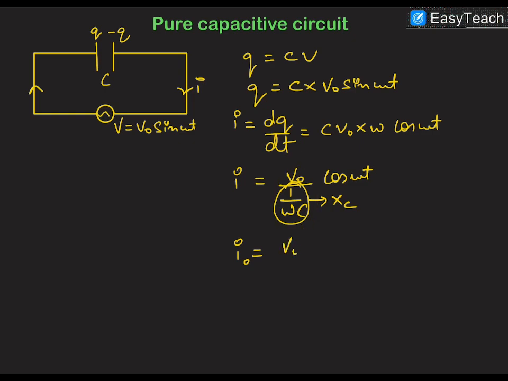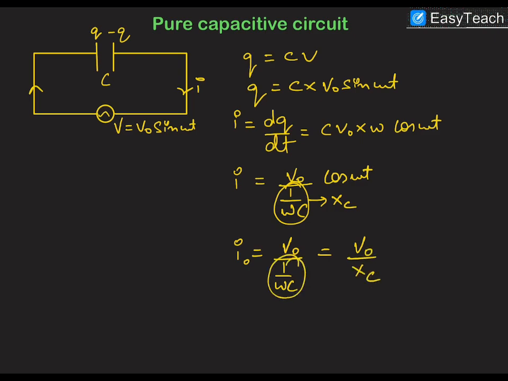which is V naught upon 1 upon omega C, is dimensionally the current, because we know that cos omega t does not have any dimensions, and here the quantity which is present is current. So the dimensions of this quantity will be the current, and we can easily predict that the peak value of cos omega t is 1, and therefore this quantity will be the peak value of current. So this is I naught, the peak current, and this is V naught by Xc.